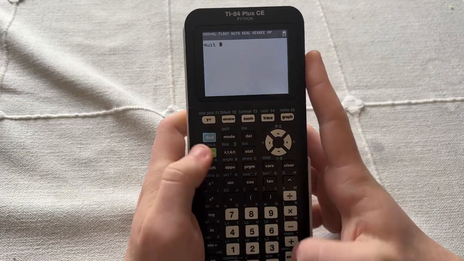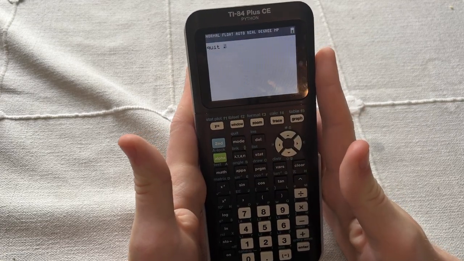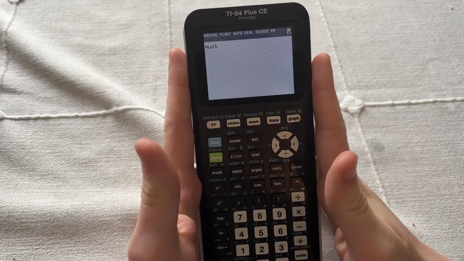So these are all the main important things that you could ever hope for on a calculator, and this is very beneficial to the AP test.